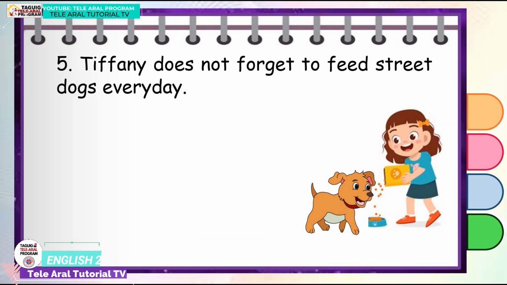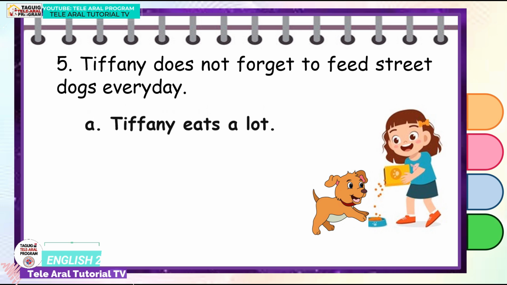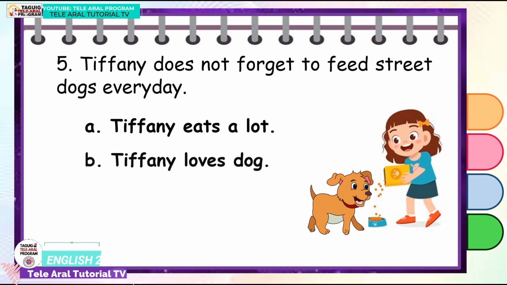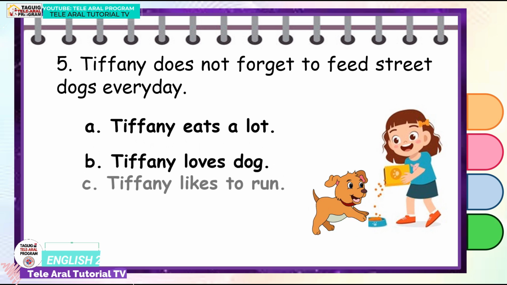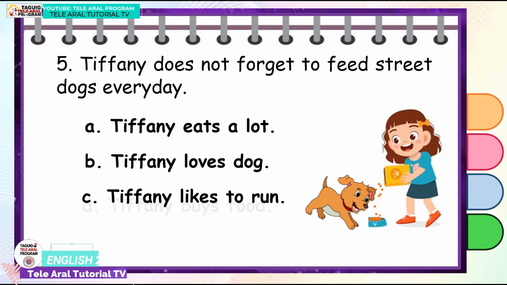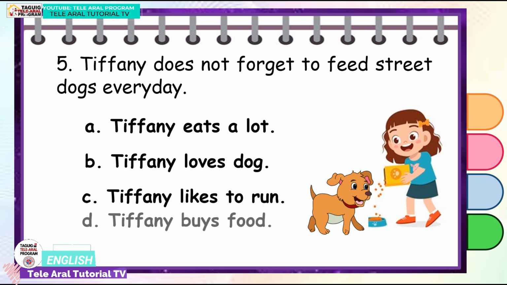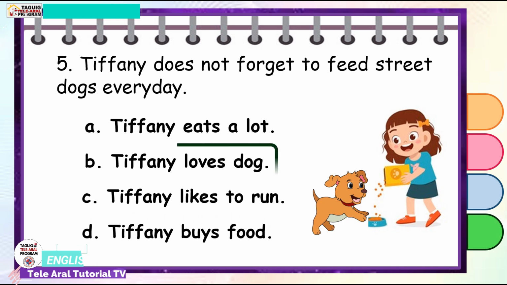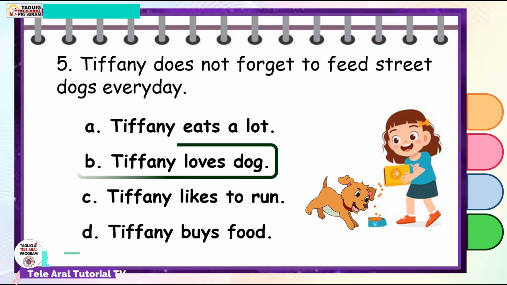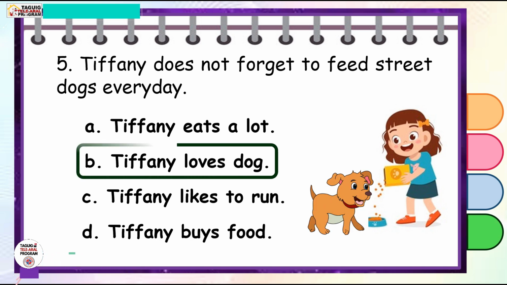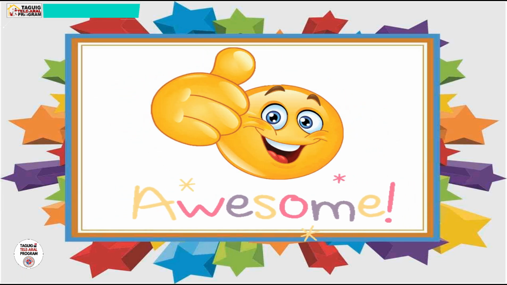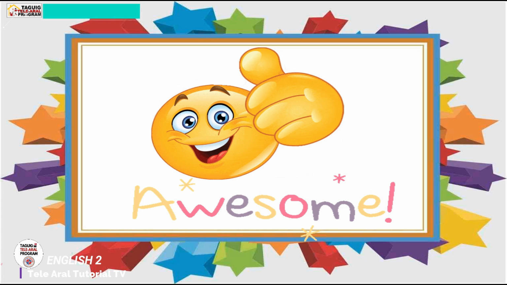Number 5. Tiffany does not forget to feed street dogs every day. A. Tiffany eats a lot. Letter B. Tiffany loves dogs. Letter C. Tiffany likes to run. Or letter D. Tiffany buys food. The correct answer is letter B. Tiffany loves dogs. Wow! Awesome! You did a fantastic job. Now, let's proceed with our next activities.